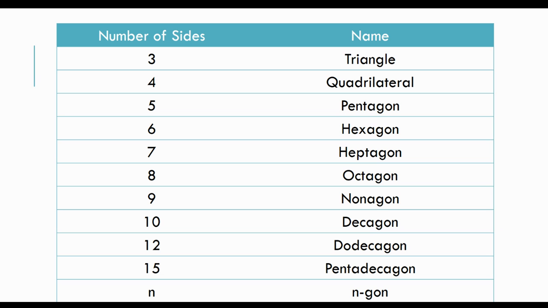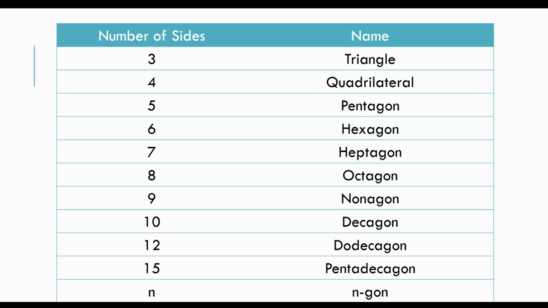So some of these names hopefully look familiar to you, but anytime we're talking about 5 sides, it is a pentagon. 6 sides is a hexagon. 7 sides is a heptagon. 8 sides is an octagon. 9 sides is a nonagon. 10 sides is a decagon. We skip 11, I'll come back to that in a second. 12 sides would be a dodecagon. We'll skip a few sides. 15 is a pentadecagon. And then we have n, which is an n-gon.